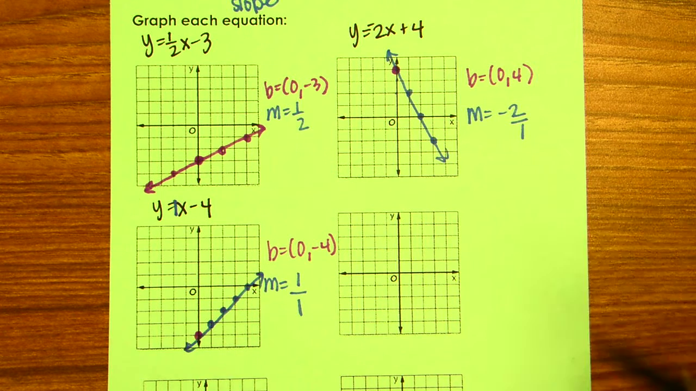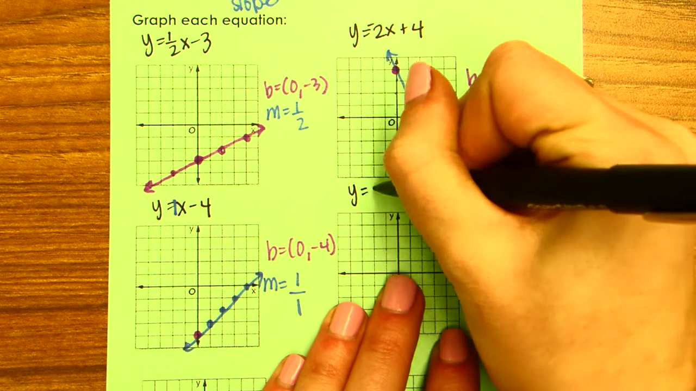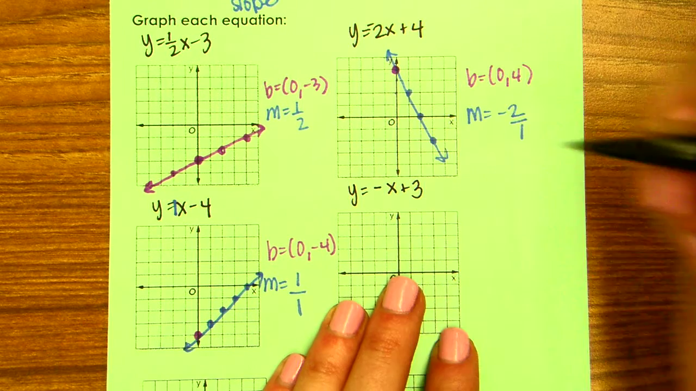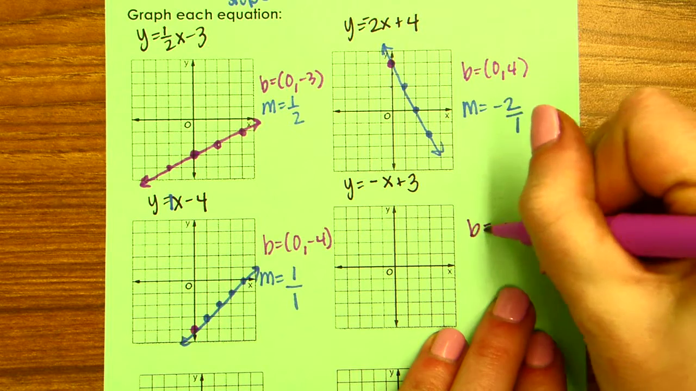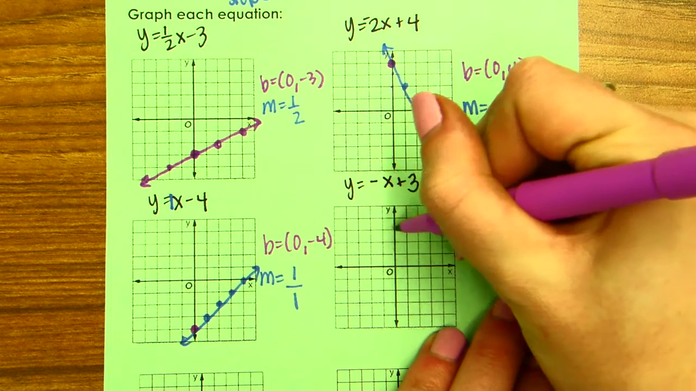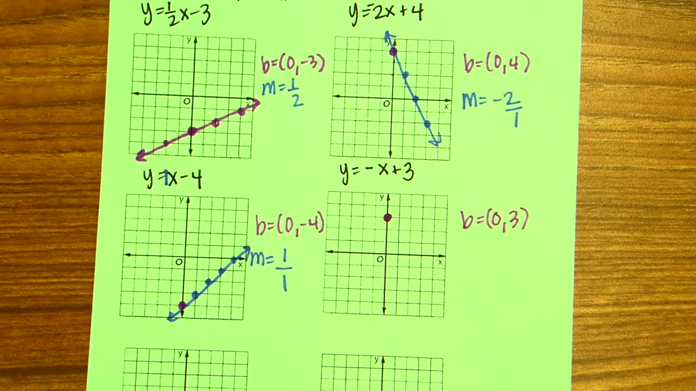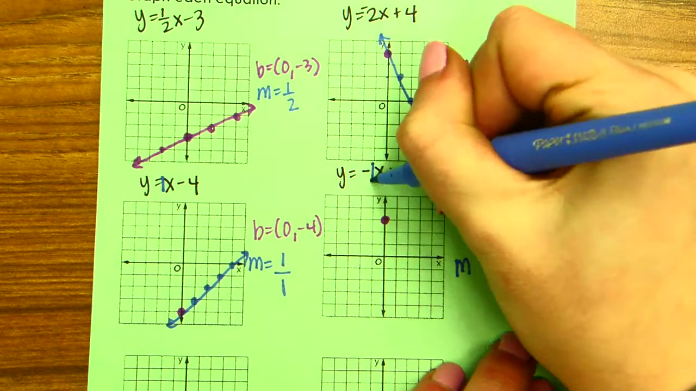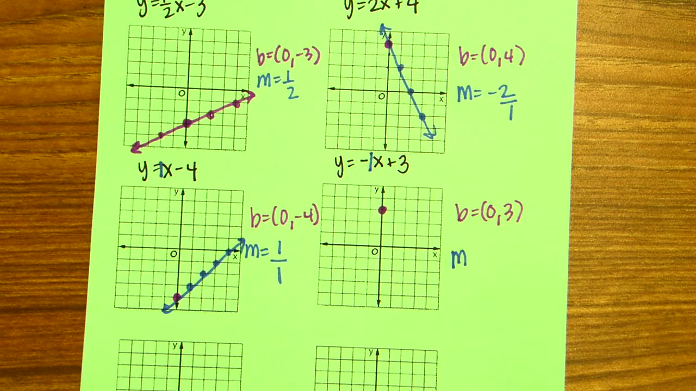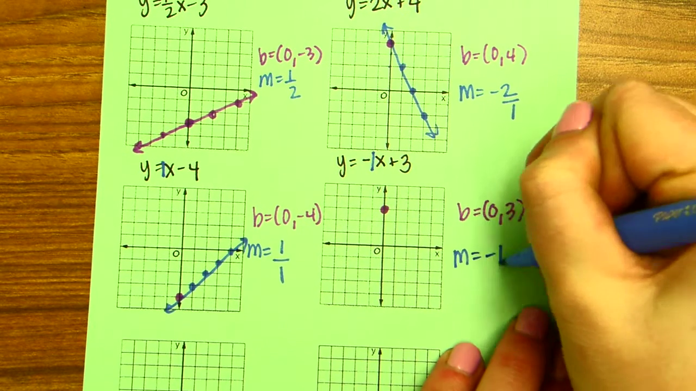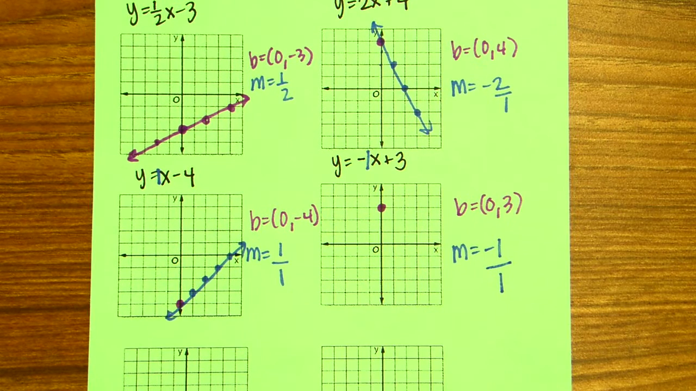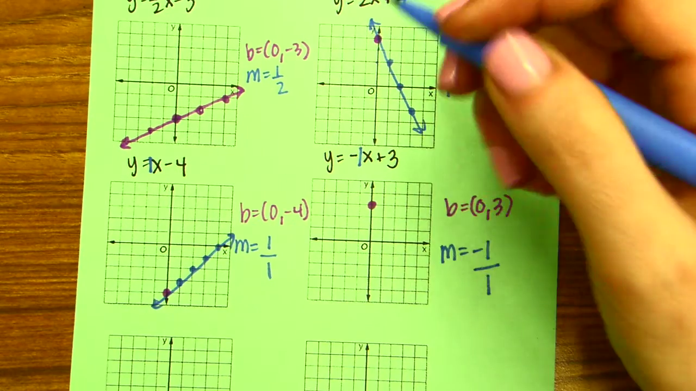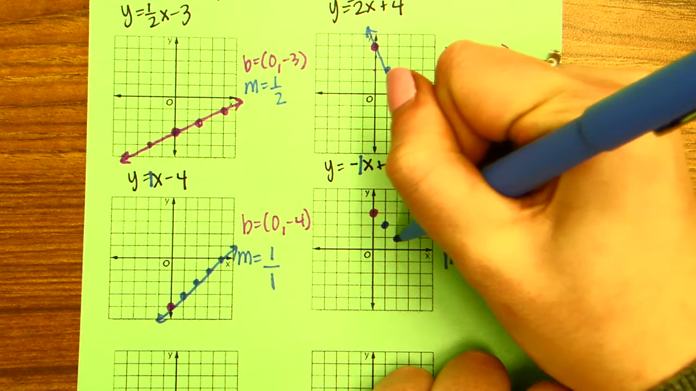For the next one, I'm going to do y equals negative x plus 3. So I begin with b. b is positive 3. So I put a dot on my y-axis at 3. And then there is no coefficient in front of the x, but I remember that I can add in a 1 there because negative 1 times x is the same as negative x. So my slope is negative 1, but to put it as a fraction, I'm going to do negative 1 over 1. So from this dot, I'm going to go down 1 to the right 1, down 1 to the right 1, because it's negative, I'm going down.